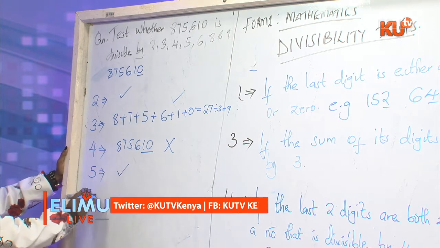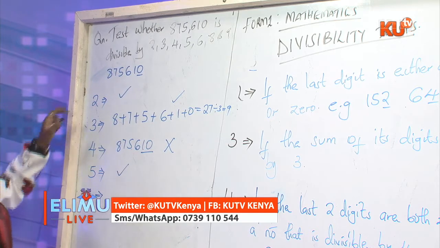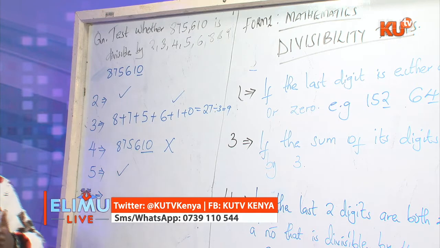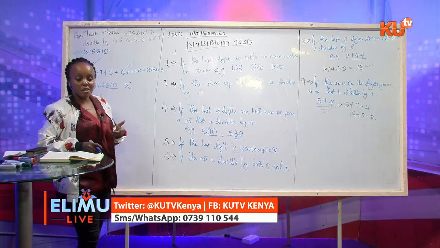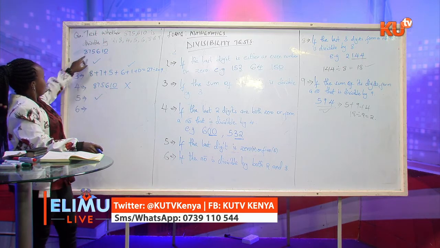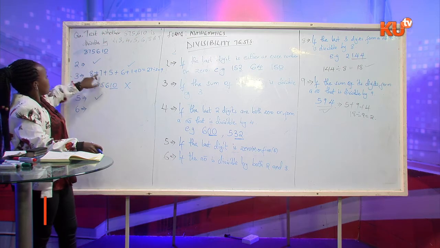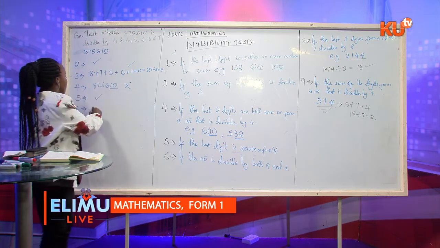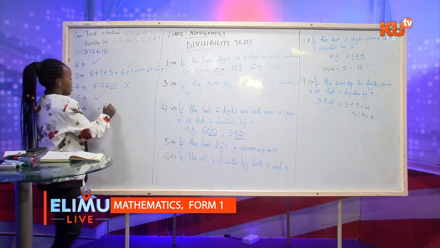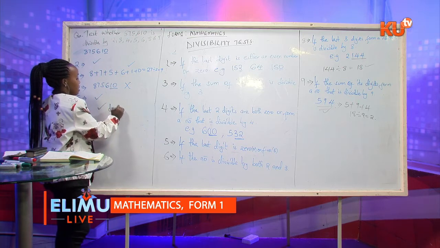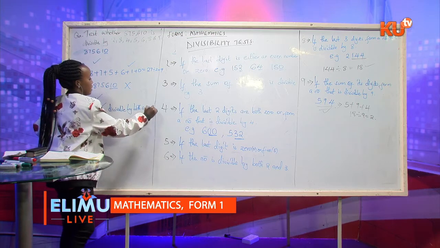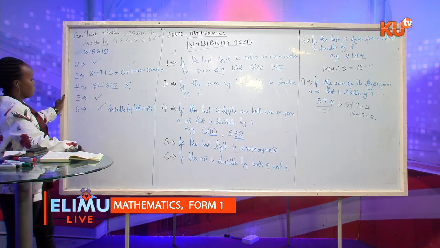Next, 6. To know whether 875,610 is divisible by 6, we know that the divisibility test for 6 is that a number is divisible by 6 if it is divisible by both 2 and 3. Our number was divisible by 2, as you can see, and it was also divisible by 3, meaning that this number was divisible by 6 because it was divisible by both 2 and 3. So our number is also divisible by 6.